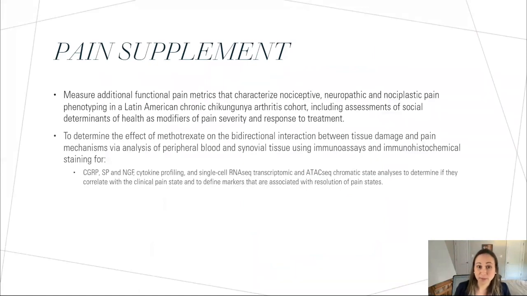We're also working on a pain supplement in order to measure additional functional pain metrics that characterize nociceptive, neuropathic, and nociplastic pain phenotyping in this Latin American cohort. And we also include assessments of social determinants of health as a modifier of pain severity in response to treatment. In order to determine the effect of methotrexate in bidirectional interaction between tissue damage and pain mechanisms via peripheral blood and synovial tissue analysis, we will be measuring CGRP, substance P, and nerve growth factor, in addition to cytokine profiling and single-cell RNA-seq transcriptomics and ATAC-seq chromatin analysis to determine if they correlate with particular clinical states of pain.